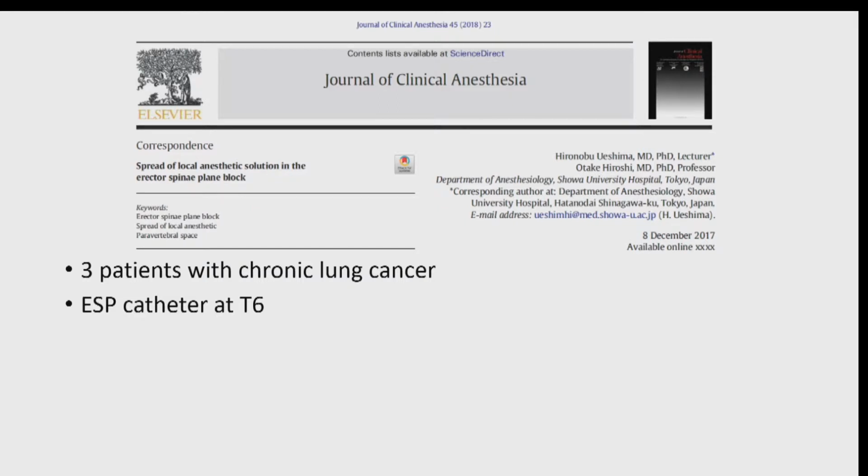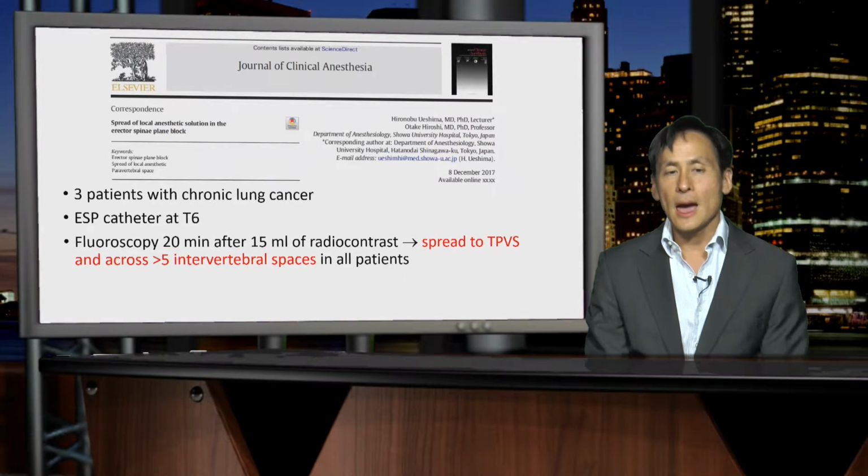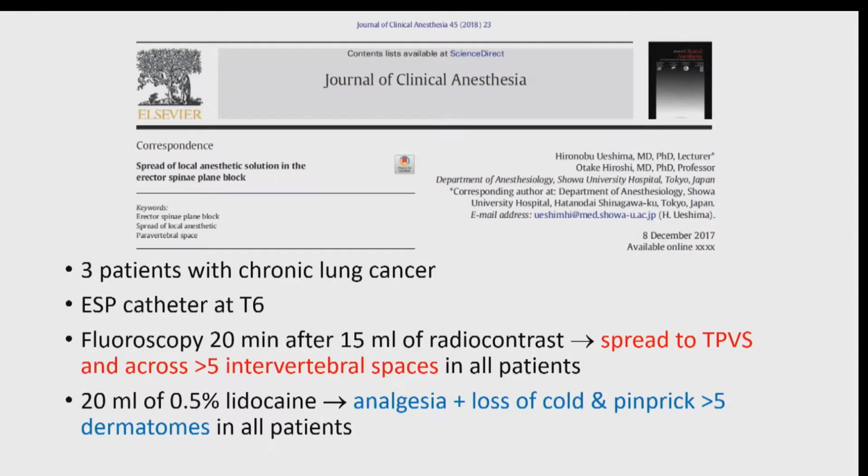Ushima and colleagues have also published a similar study as an item of correspondence in the Journal of Clinical Anesthesia, in which they describe performing ESP catheters at T6 in 3 patients suffering from chronic lung cancer. And they injected radiocontrast and performed fluoroscopy, and they described that they were able to observe spread to the paravertebral space across at least 5 intervertebral spaces in all 3 patients. When they injected local anesthetic, they obtained a similar spread across 5 dermatomes, producing loss of cold sensation and pinprick sensation in their patients.